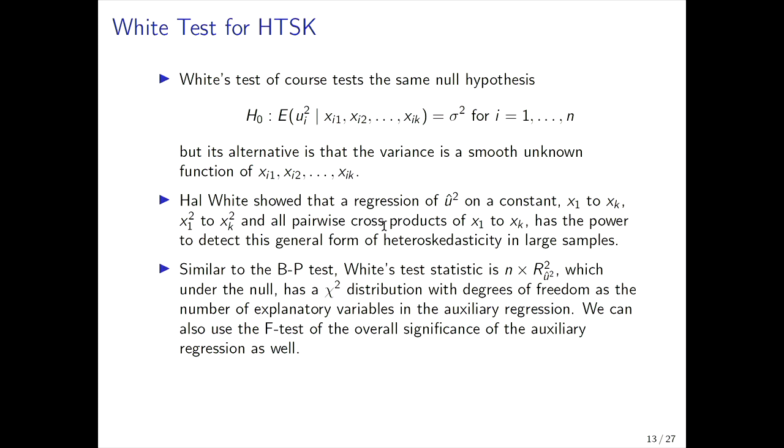And White showed that when you regress u hat squared, the squared residuals, on a constant, x1 to xk, x1 squared to xk squared, and all pairwise cross products of x1 to xk, you can detect this general form of heteroskedasticity. Again, White's test statistic is n times the R squared you get from the residual regression, and under the null hypothesis, it has a chi-square distribution with degrees of freedom equal to the number of Zs that you used in your auxiliary regression. So this is a little bit vague.